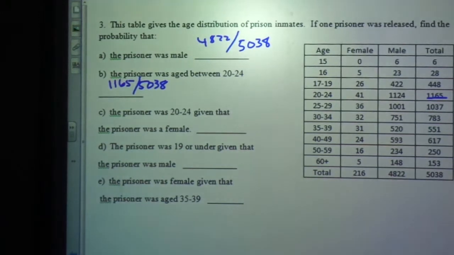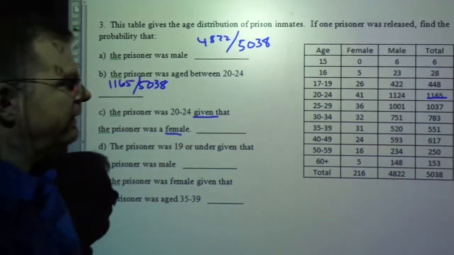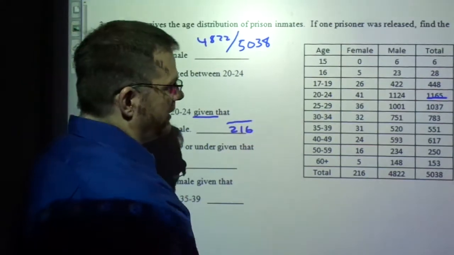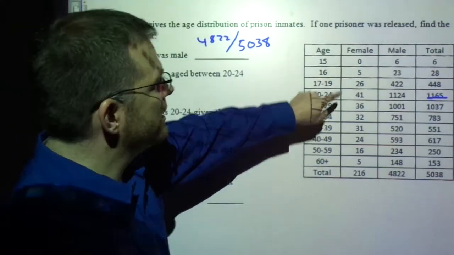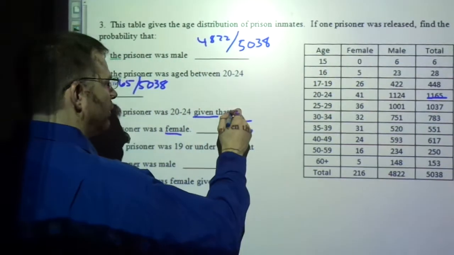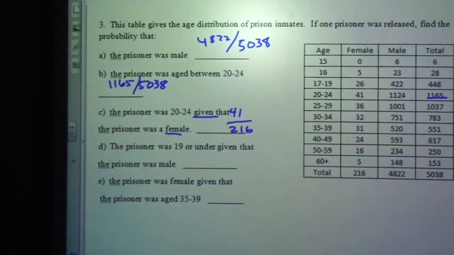The prisoner was this old given that he was a female. So when you see given, there's a female, then we've got to look at only the females. So there were 216 females, and how many of those were in this age? If we pull somebody from the females, there's a 41 out of 216 chance that that person is this age.